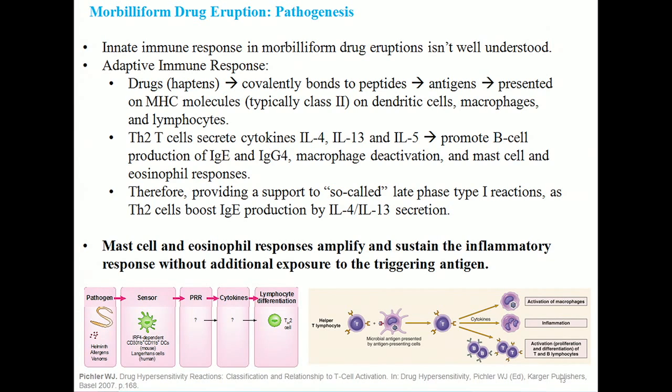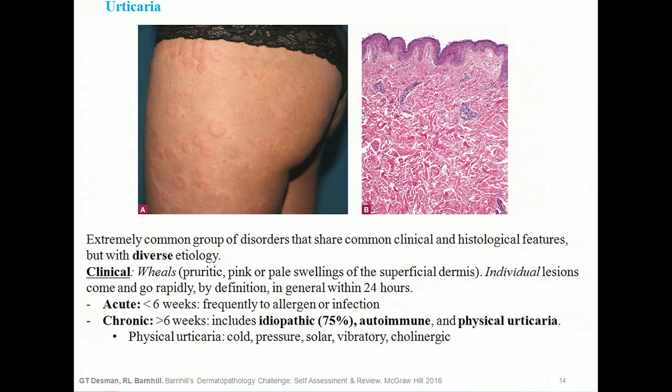And it's actually these mast cell and eosinophil responses which are responsible for the main findings that you see. They basically amplify and sustain the inflammatory response without additional exposure to the triggering antigen. And that's why a lot of times you have to treat these patients with a course of steroids in addition to just withdrawing the medication.